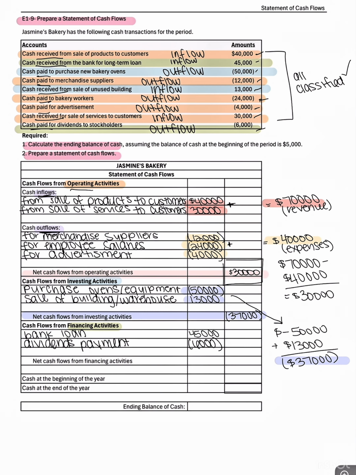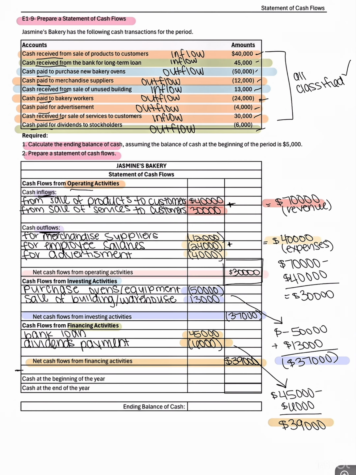Last one we have is our financing. Let's find a color. So for financing, what we'll do is take that 45,000 and the 6,000, and we will subtract them, obviously. So 45,000 minus 6,000 is going to give us 39,000. Take this 39,000 and put it right here. So we'll do 39,000. Then we have this little blank right here, which we need to figure out.